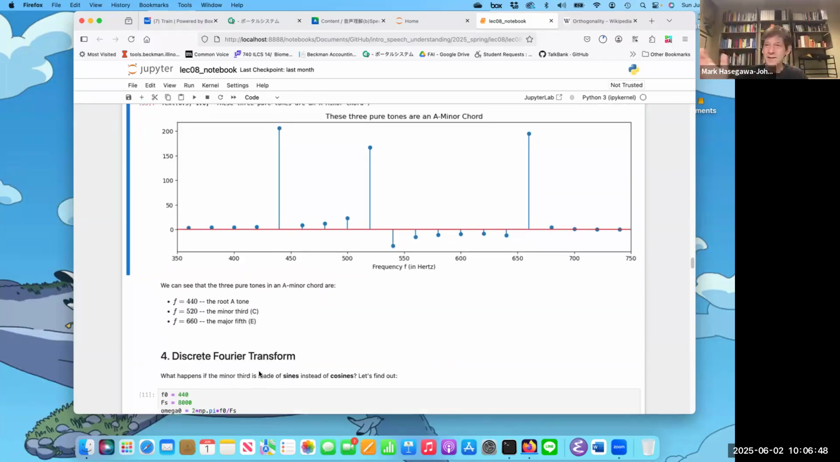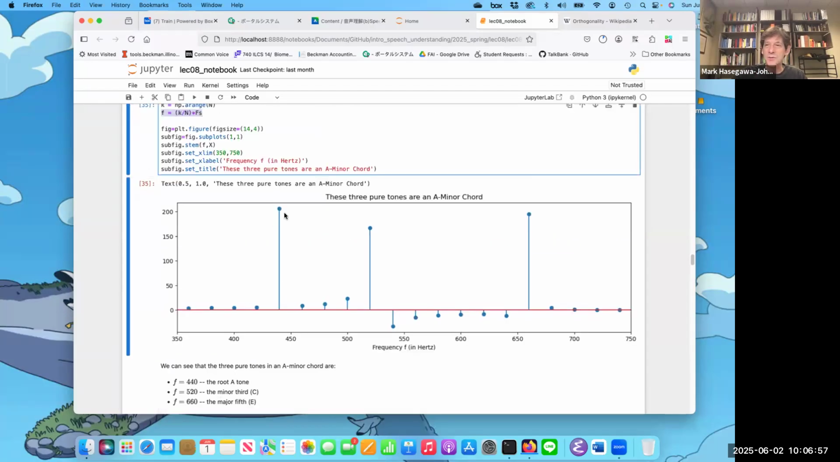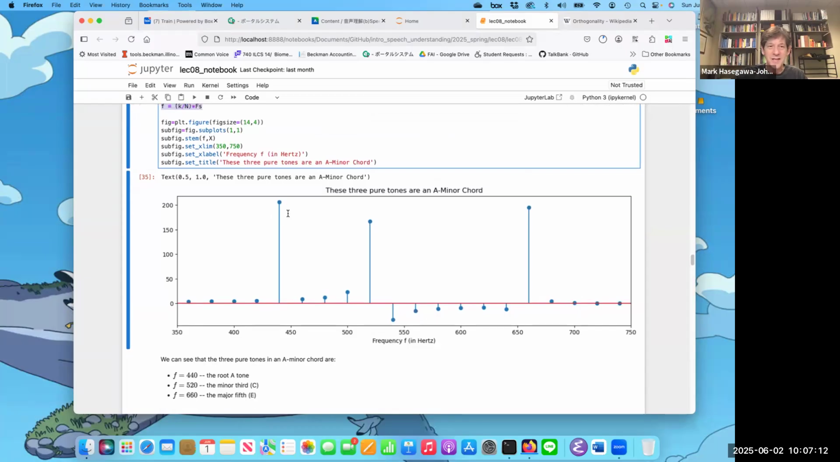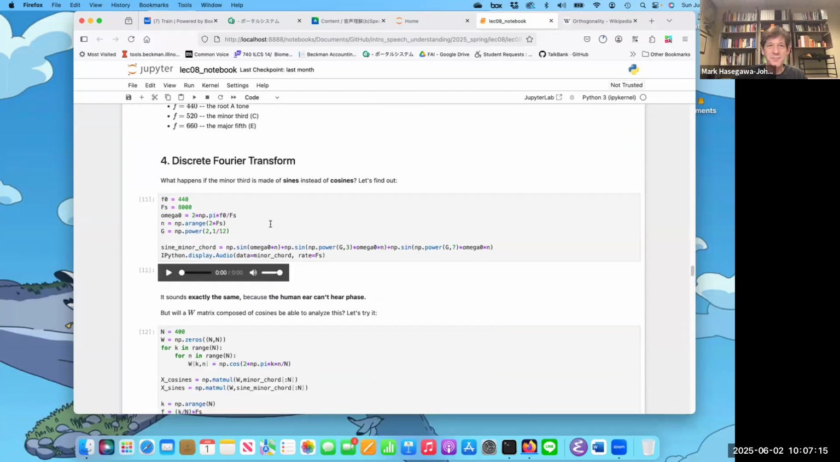All right, so what I've got so far is we've got the major chord is the sum of three pure tones, the minor chord is the sum of three pure tones, and we can get back again exactly what those tones are by multiplying by the corresponding cosine. We have almost everything we need in order to analyze real, natural audio signals. The only thing we don't have is sine waves. We have cosines, but we don't have sine waves. So what happens if the minor third is made up of sine waves instead of cosines?